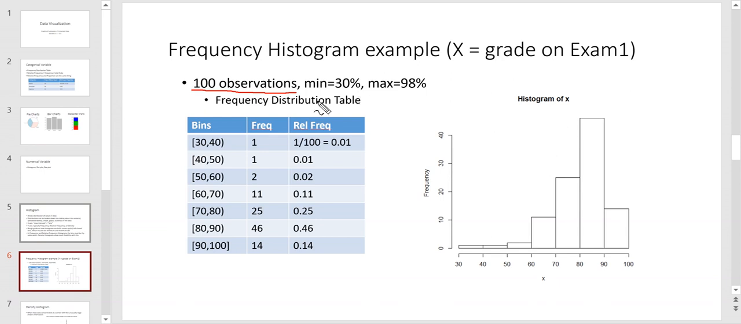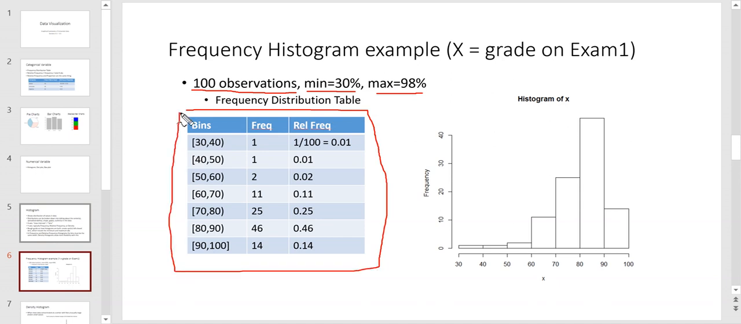So I give you some basic information here. I don't give you the entire data set, just for brevity purposes, but the lowest score was a 30, the highest score was a 98. And then I created this frequency distribution table.